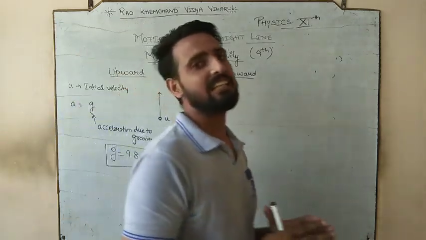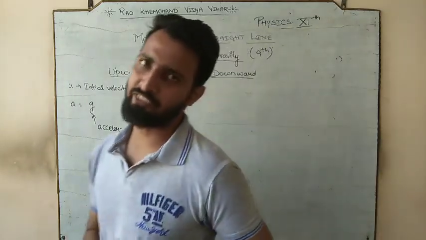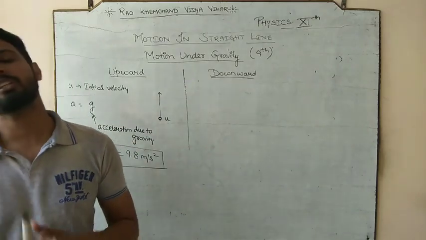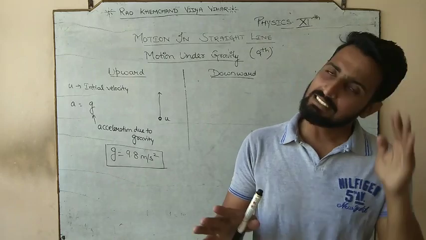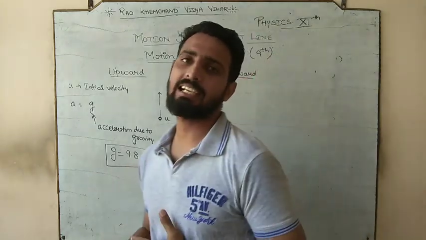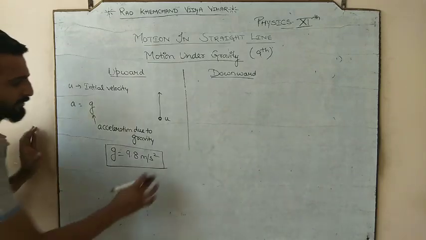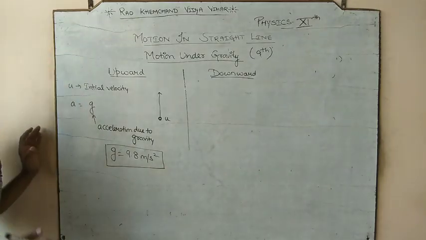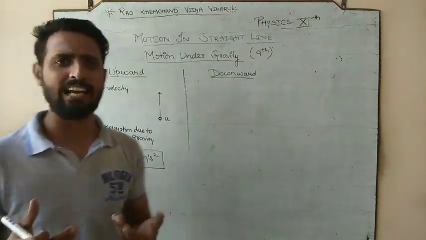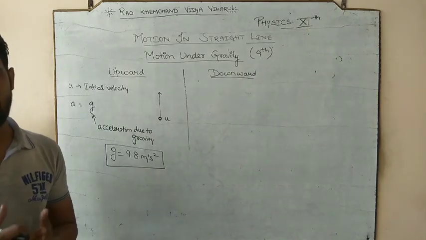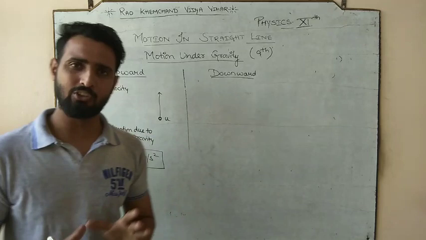But you can take g as 10 meter per second square only when it is not specified. If in the question the examiner specifies that take g equal to 9.8, then you have to take definitely 9.8. तब आप 10 नहीं ले सकते. Otherwise it's your choice. If you think that taking 10 meter per second square makes the calculation easy, you can go with that. And if you think that taking 9.8 meter per second square makes the calculation easier, तो वो आपकी choice है.